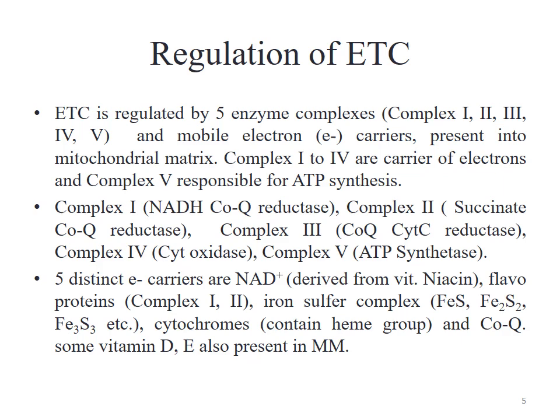And mobile electron carriers are also present in the mitochondrial matrix. Complexes 1 to 4 carry the electrons, chiefly as their main function, from one molecule to the other, while complex 5 is mainly responsible for the synthesis of ATP. And I will explain the structure of these complexes and their specific functions in the next part of this lecture.